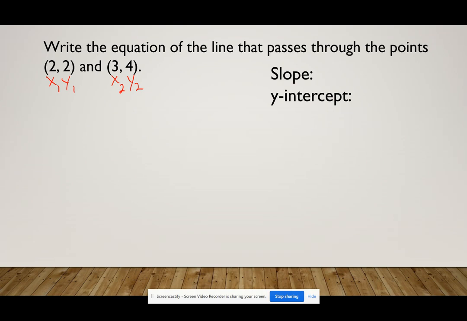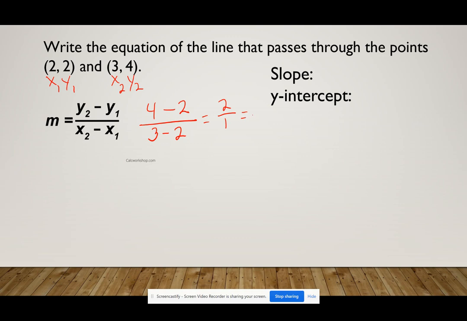To find the slope, we need to use this equation: Y2 minus Y1 over X2 minus X1. At this point, we simply substitute all these numbers in the correct places. So I have Y2, which is 4, minus Y1, which is 2, over X2, which is 3, minus X1, which is 2. If I subtract straight across the top and the bottom, I get 4 minus 2 is 2, 3 minus 2 is 1, which simplifies to 2.